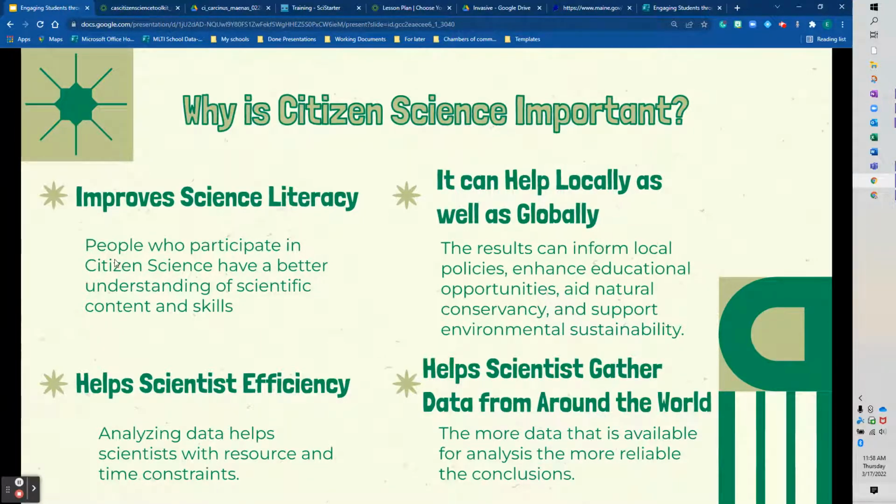Also, you can do that with algorithms as well, which is really kind of a neat step forward. But you can also help locally and globally, right? The more data points that a scientist has, the more accurate their conclusion can be, the more evidence that will support their conclusion, which can have a huge effect not only locally on environmental decisions, laws and legislation that's being passed, environmental sustainability, but also globally.